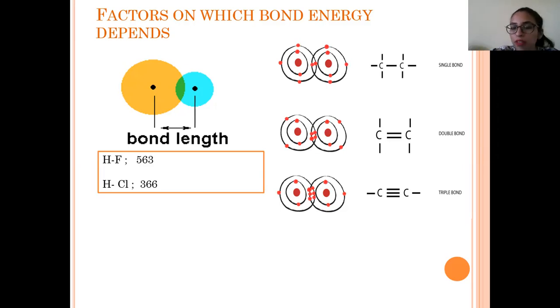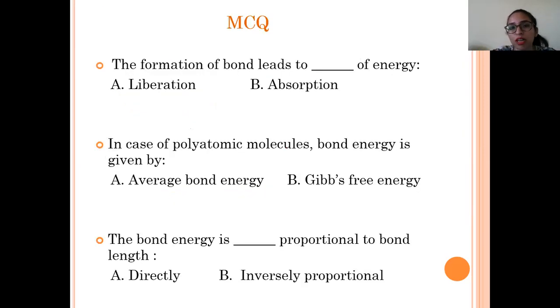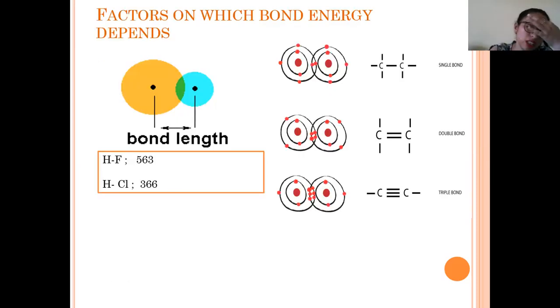Single bond, when there is a single bond between carbon-carbon, double bond and the triple bond. This is the primary factor that affects the bond energy. Okay, this is all about the bond energy and the importance of the bond energy. And the main factor is the bond length, which influences the bond energy very effectively.